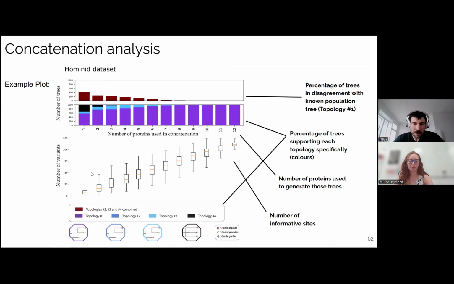Finally, this lower part of the figure has the number of informative sites that were found in the alignment that was used to generate a tree. So you can see here on the very left, when we're using one protein, we have a box plot that goes from 0 to 25 informative sites. Whereas when you're using all 12 proteins, you can have an average of, let's say, 100 and something informative sites. So this is essentially counting how much information our phylogenetic tree used to be generated.